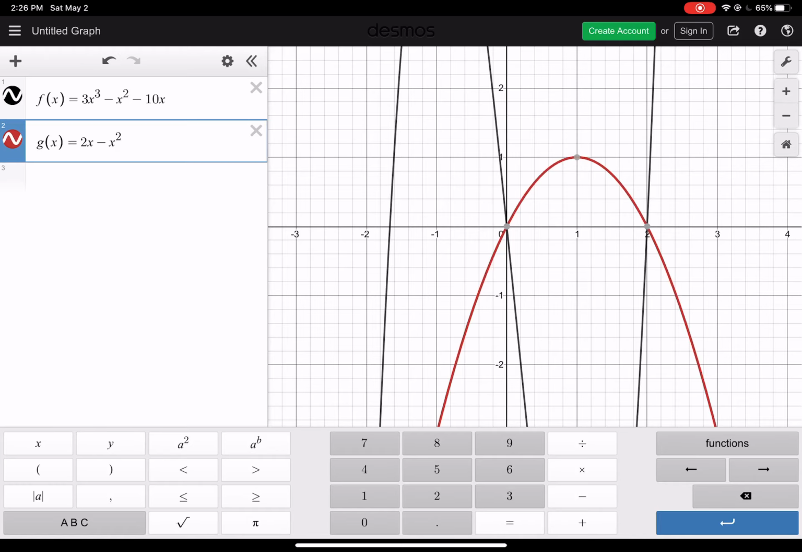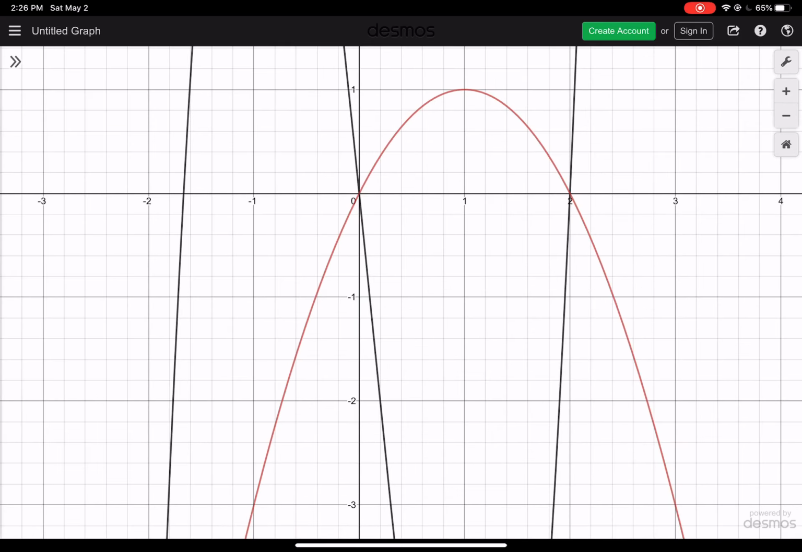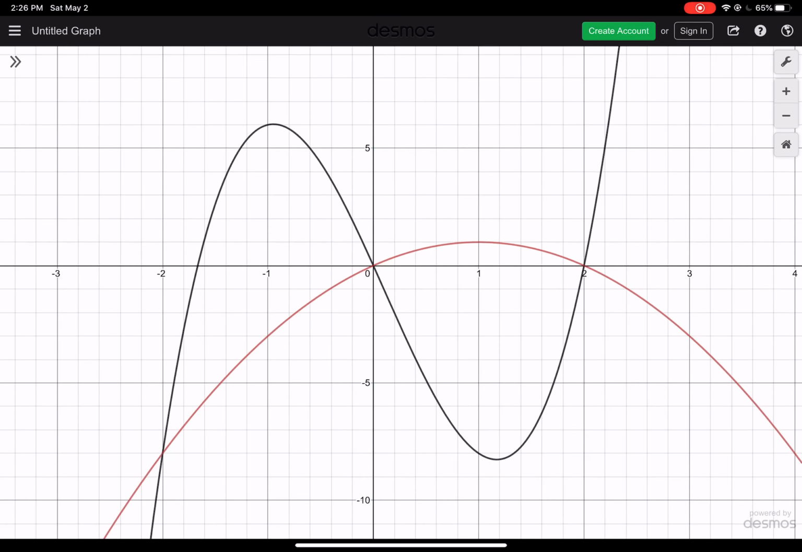Okay, now if I get rid of this, we should be able to see the areas. So it looks like I have one from -2 to 0. And if you guys see, the black line is on top, and the red line is on the bottom. And then once I get to 0, and then I go to 2, that ends up changing. So for this example, we're going to need to do 2 equations instead of 1.